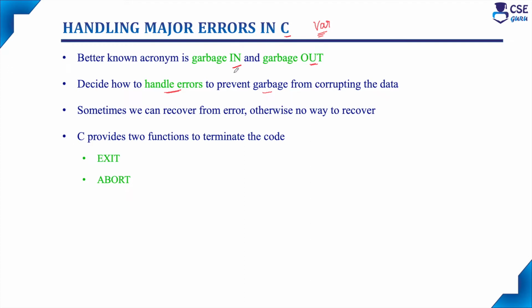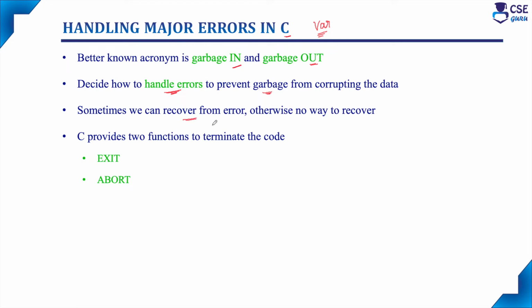So the allocated memory will store that particular variable and data value. When the programmer writes code for other programs and executes it, the previously allocated memory space and used variables may interfere with the current program. That is, the programmer may use the same variable name in the previous program and in the current program. In that case, it may interfere with the previously used memory space and its corresponding variables, so an error may be raised. So the programmer needs to decide how to handle errors to prevent garbage from corrupting the data.